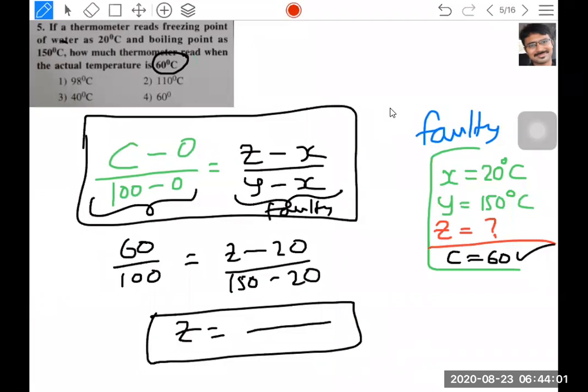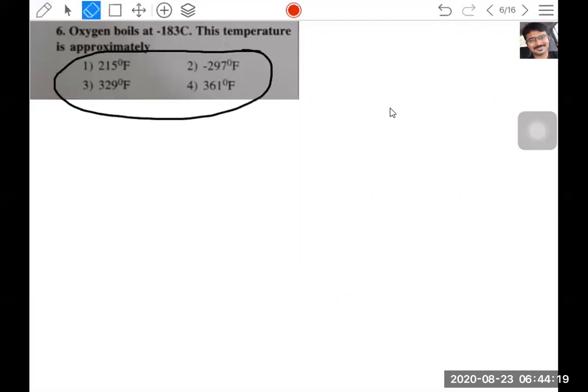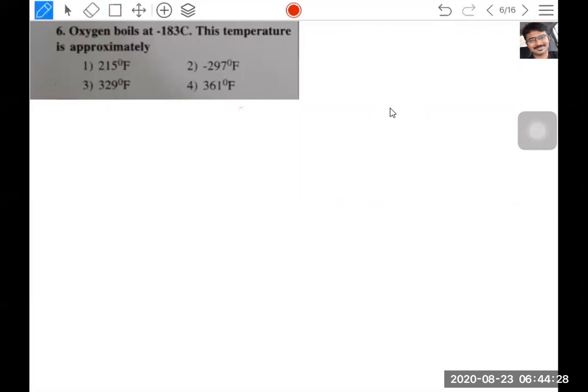Next problem we'll observe. Here oxygen boils at minus 183 degrees centigrade. The temperature is approximately what? Immediately, for this type of question, you have to observe the options. The options are given in Fahrenheit. As the options are in Fahrenheit and the question is given in centigrade, compare Fahrenheit and centigrade values.